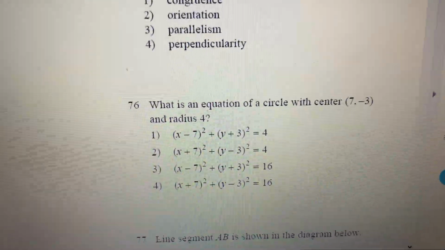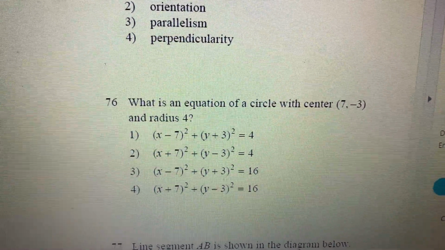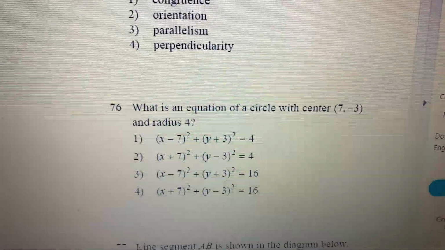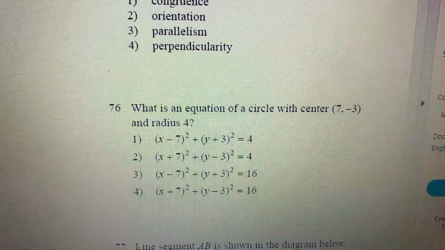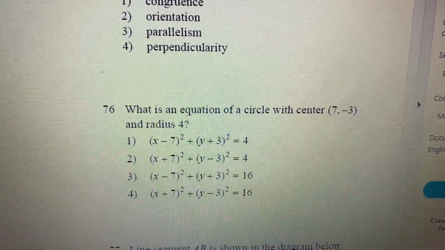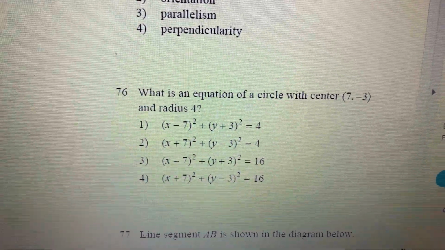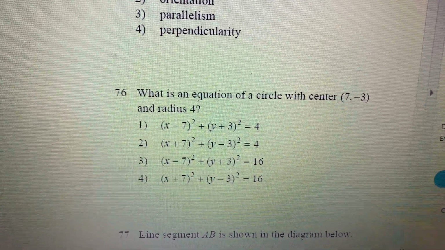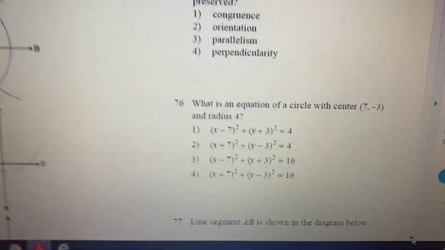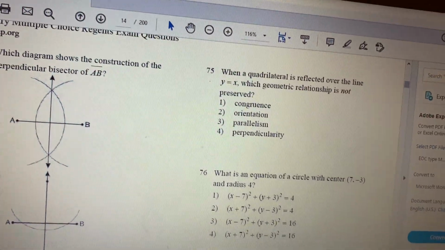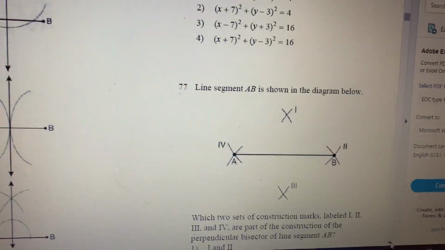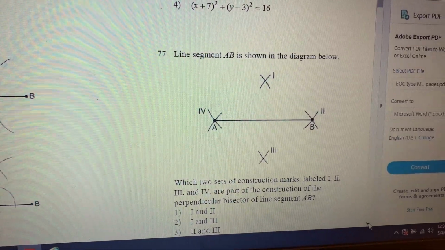So the coordinates for the center, I got to take the opposite sign, so I need negative 7 and positive 3, and then for the radius, I got to square 4 to get 16. So I need negative 7, positive 3, and 16, which is going to be answer choice 3, all right? Or again, C if you prefer doing A, B, C, D like I do, all right?